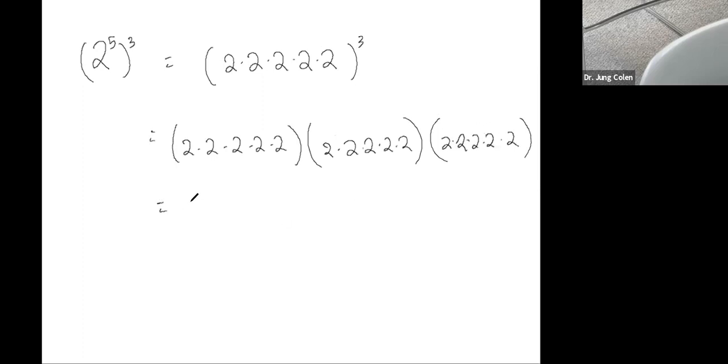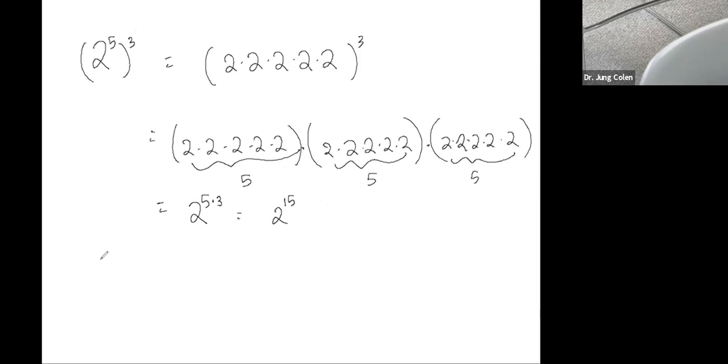Right? So now everything is multiplication. How many 2's are there? I have 5, 5, and 5. So I have 5 times 3 many 2's in there. So I have 5 2's in 3 groups. This is the same as 5 times 3. Okay? So it becomes 15. That's why we do power over power as a multiplication.